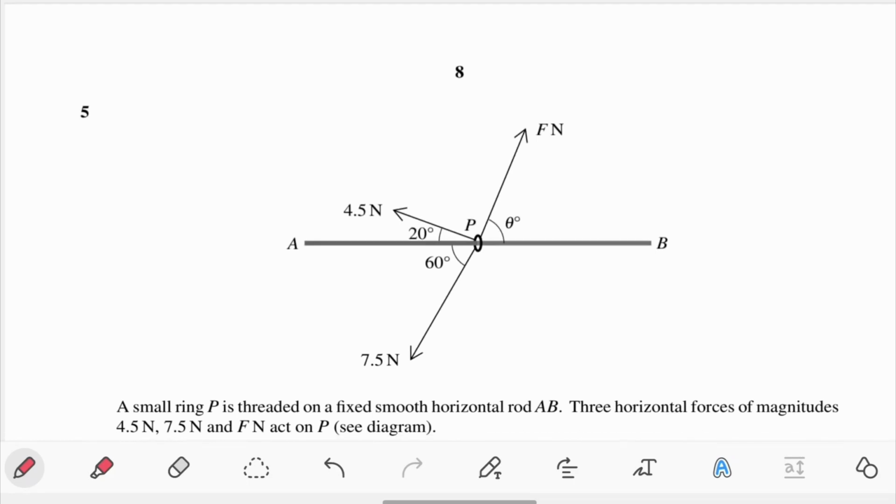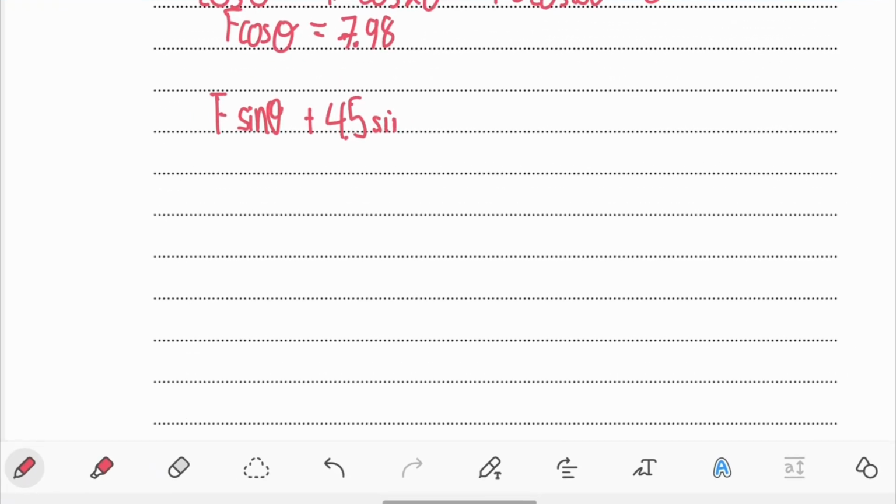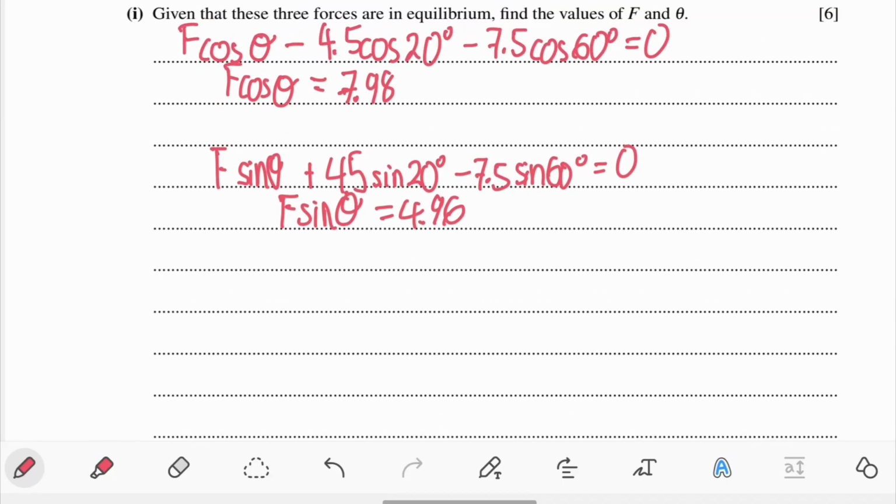Now for the vertical direction, so F sine theta, 4.5 sine 20 minus 7.5 sine 60 because it's acting downward. So when you rearrange and simplify, you get F sine theta is equal to 4.96. This is a simultaneous equation which you can divide the second one by the first one in order to get tan and eliminate F. So we can do that.